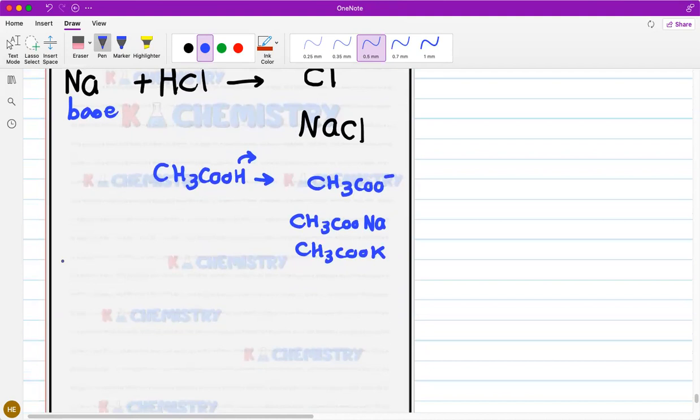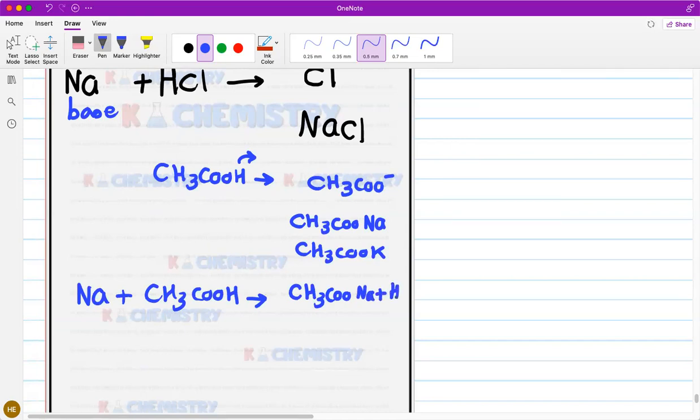So what does it mean? If you react Na plus CH3COOH, the ethanoic acid, you will get CH3COONa plus H2. H2, this is just a metal, right? So you need how many hydrogens here? This is 3 and 5. You need 2 hydrogens here. So what would you do to balance that one? I have here H2 and here 3, so that's 5. How do you balance that one?